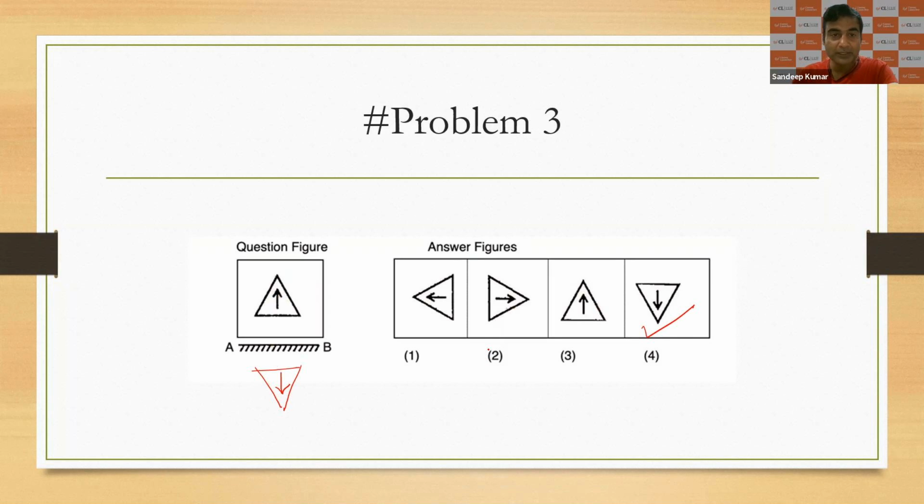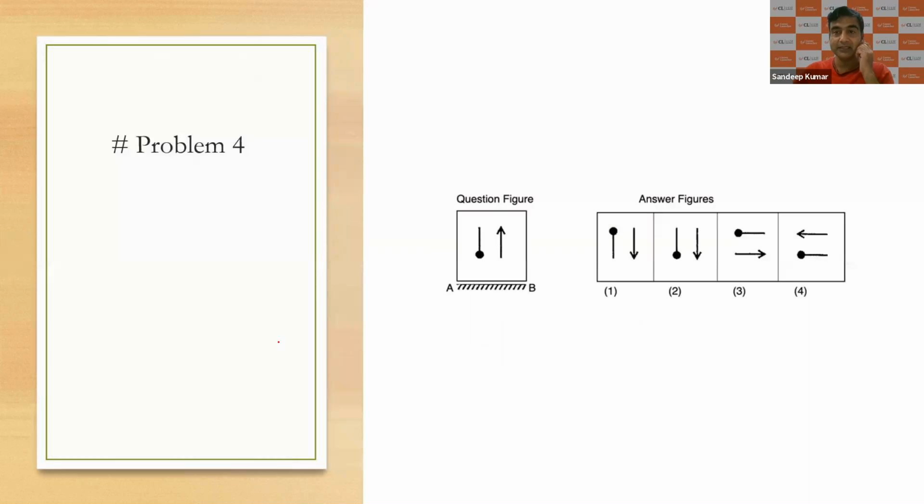Let's look at another question. This is the fourth problem, again something similar. The filled-in round portion is the closest to the mirror, so we have it here, and the arrowhead is again furthest away from the mirror. So we draw it like this. We try to see which figure matches: the first one.